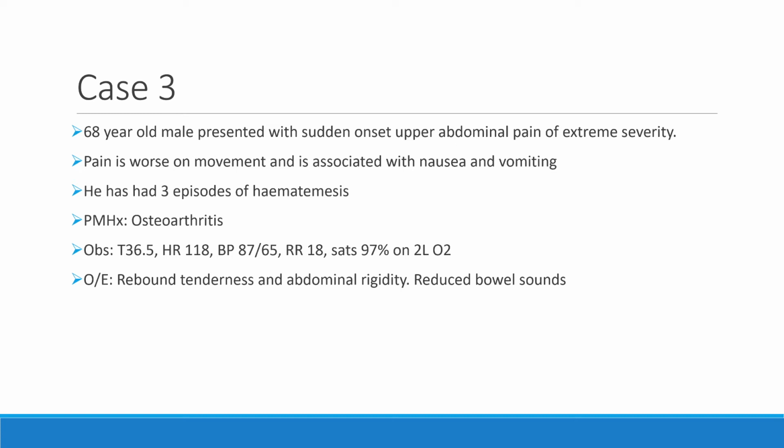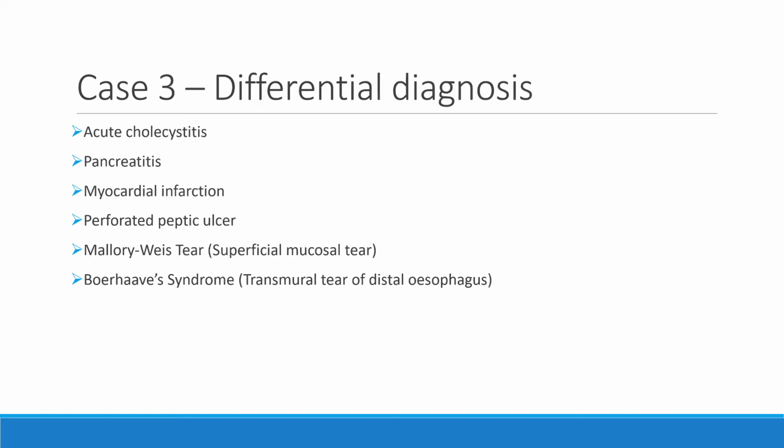And when you examine him, he's got rebound tenderness with abdominal rigidity and reduced bowel sounds. So he's a pretty unstable patient at the moment. In terms of differentials, it could be acute cholecystitis, pancreatitis, myocardial infarction, also could be a perforated peptic ulcer.